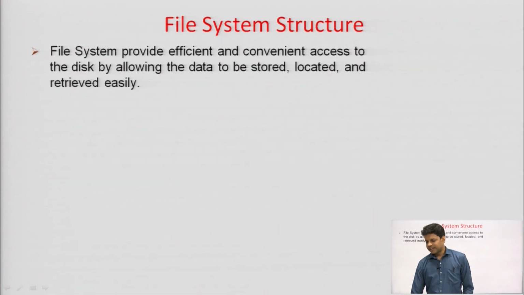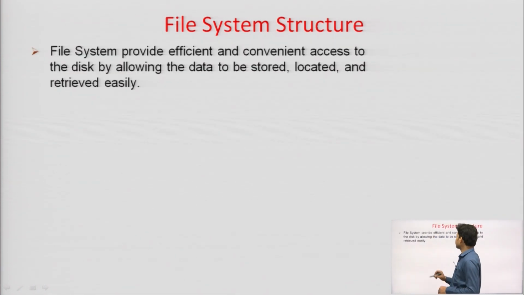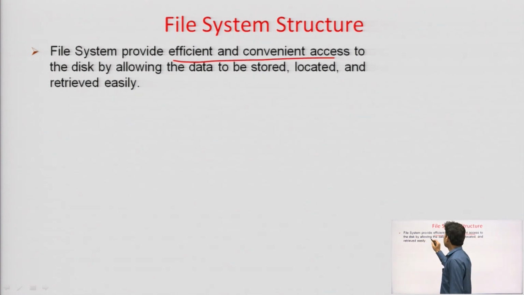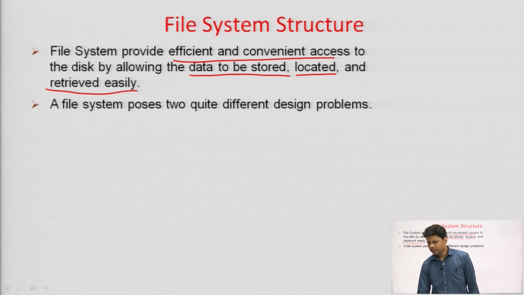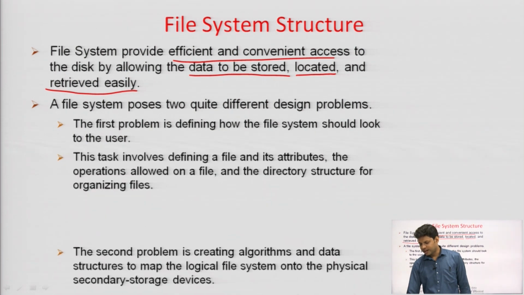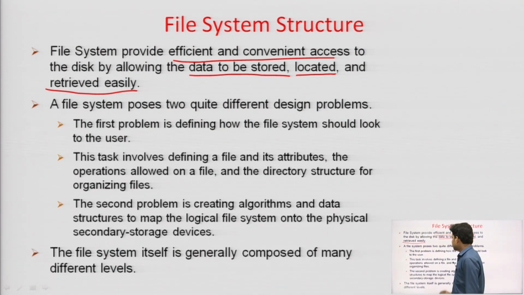So what is a file system structure? A file system provides efficient and convenient access to the disk by allowing data to be stored, located and retrieved easily. A file system possesses two different design approaches. Let's see those design approaches. The first problem is defining how the file system should look to the user.